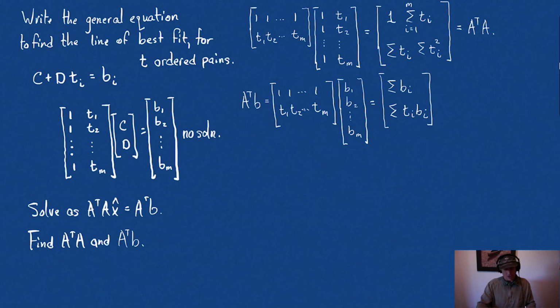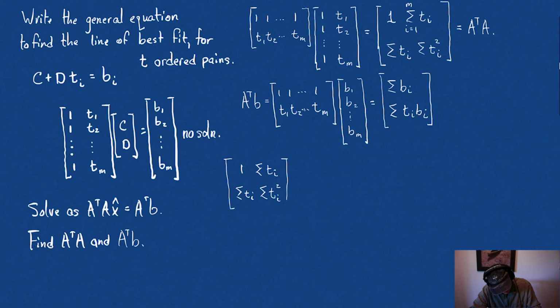All right, we have just enough room to put this all together. I'm going to write this now as the normal equations. So the normal equations say that the matrix with m, the sum of the ti, the sum of the ti, and the sum of the ti's squared, times c and d, has to equal the sum of the b sub i's and the sum of the t sub i b sub i's.